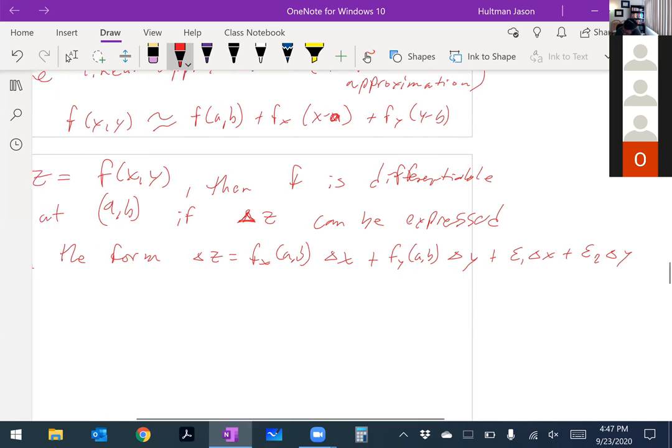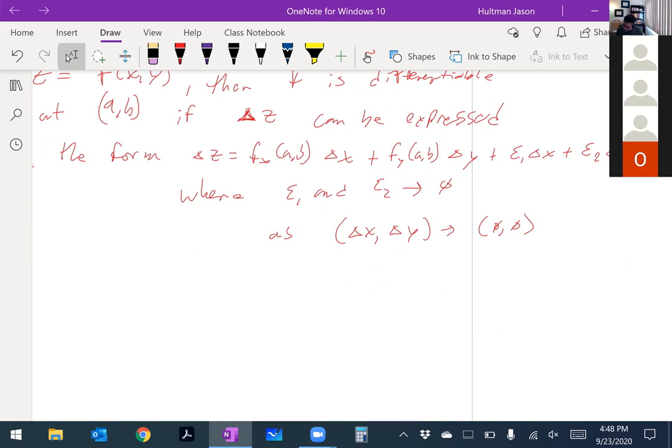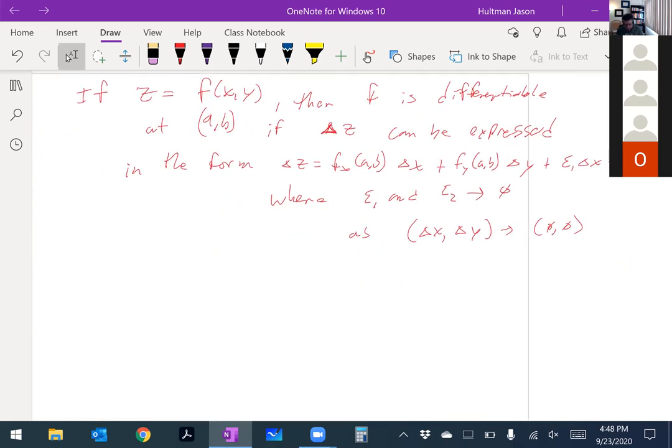Where epsilon 1 and epsilon 2 go to 0 as delta x, delta y go to 0, 0. So if the change goes to 0, 0, then these epsilons are negligible as they get closer and closer. Again, it's a proof with respect to the analogy of linear approximation. This is just linear approximation in two variables, multivariable linear approximation. Okay, so let's see how this works in real life.